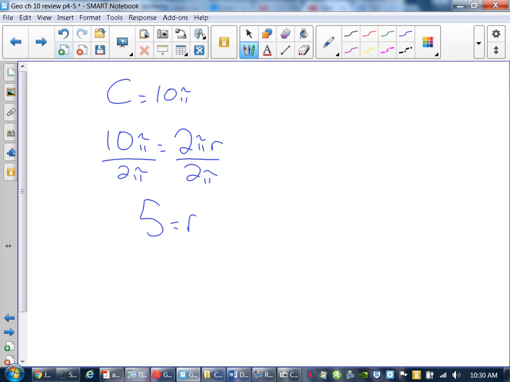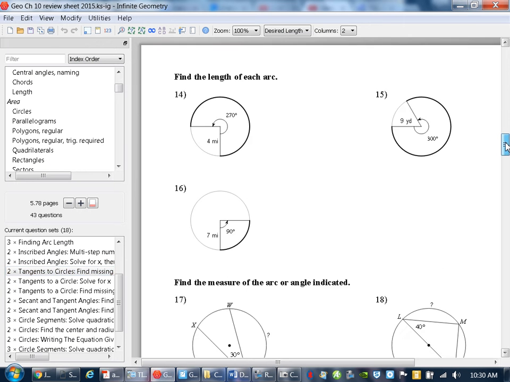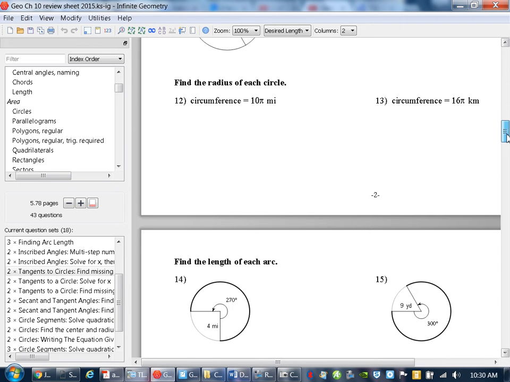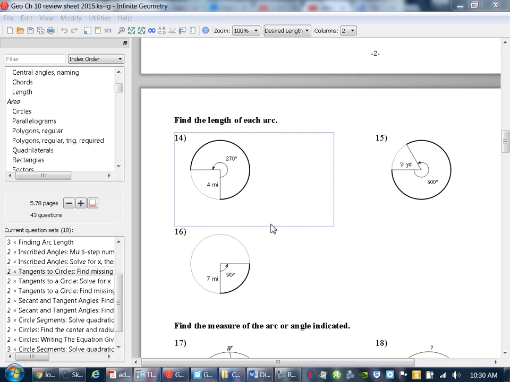You're overthinking. Just double the radius and slap a pi next to it. Okay? Shall we? Number 14. So that means 13 is 8.